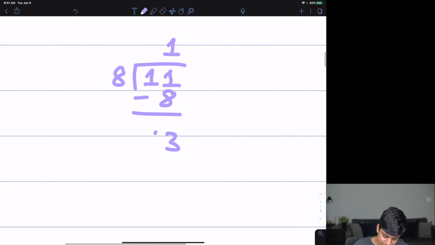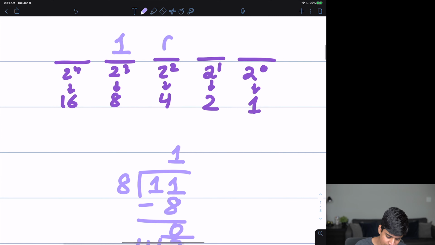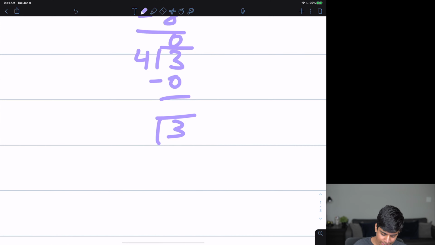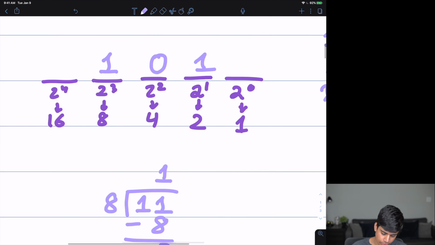And I can divide this now by 4. Does 4 go evenly into 3? It does not. It goes in 0 times, so my remainder is still 3. So I can put the number 0 right over here in the 4's place. Now I have the number 2, and I can divide 2 into 3. And basically, 2 goes into 3 one time. So I can subtract 2 and get 1. So this is now 1 right over here.